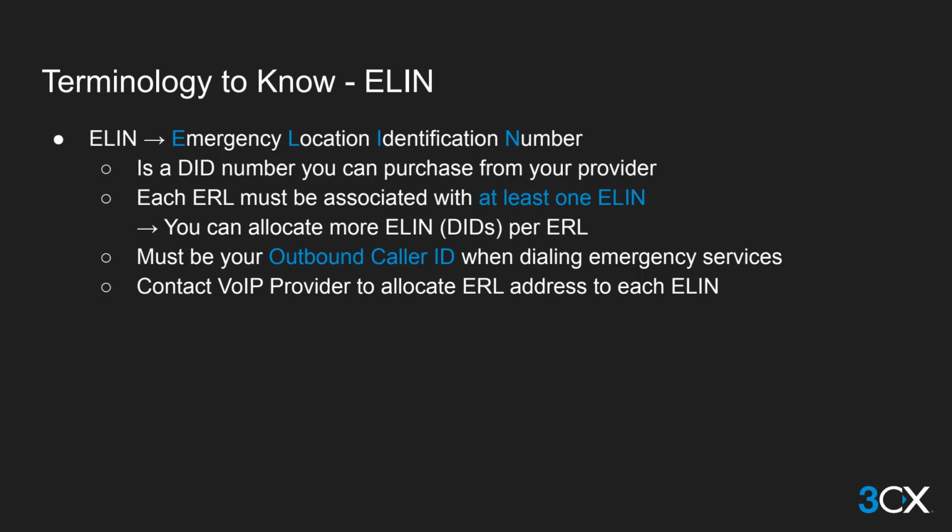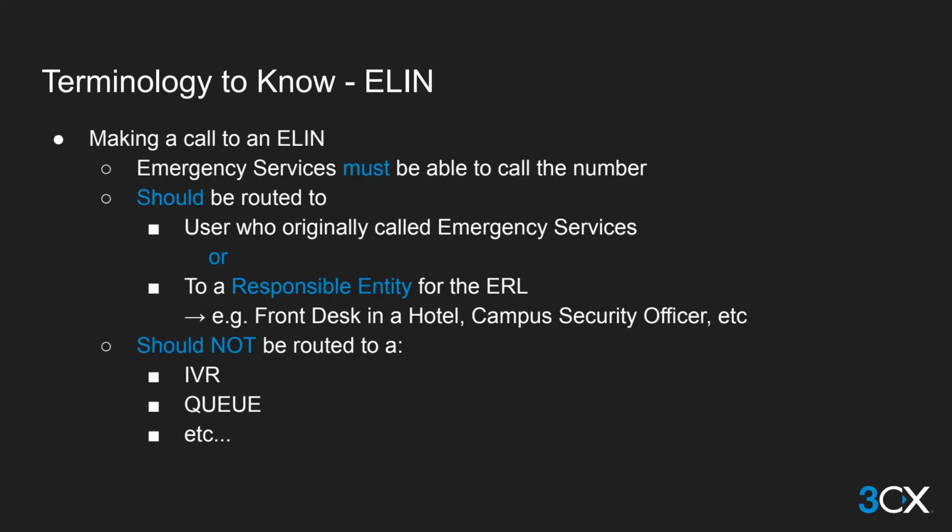The ERLs and ELINs are allocated via your SIP trunk provider. When a call is made to emergency services, the ELIN will be sent to the provider, who will in turn pass it on to the emergency services. The ELIN that is sent out should be a DID that is routed to the original caller of the emergency services directly, or to a responsible entity within the organization, whether this is a campus security officer, front desk in a hotel, etc. The ELINs should not be routed through a digital receptionist, queue, or ring group. An actual person will need to answer as soon as possible.